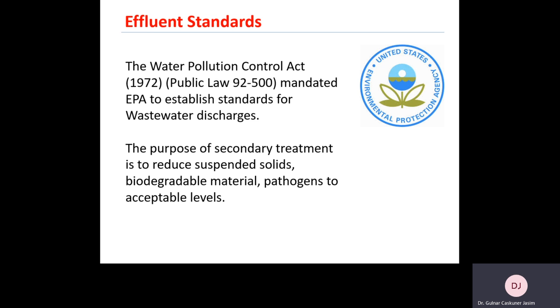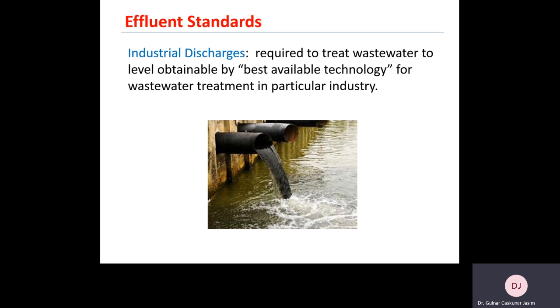The Water Pollution Control Act of 1972 mandated that the Environmental Protection Agency establish standards for wastewater discharges. The purpose of secondary treatment is to reduce the suspended solids, biodegradable material, and pathogens to an acceptable level. Industrial discharges are required to treat wastewater to the level obtainable by the best available technology for a particular industry. So the standards vary for different industries.